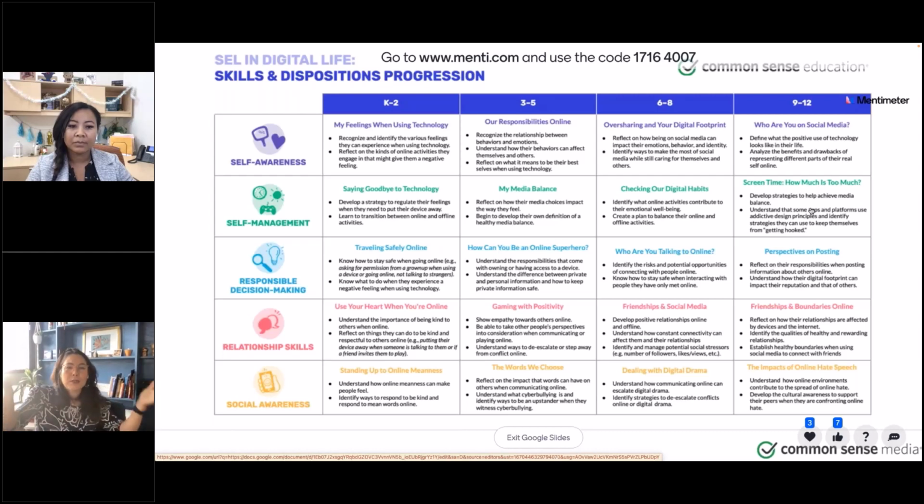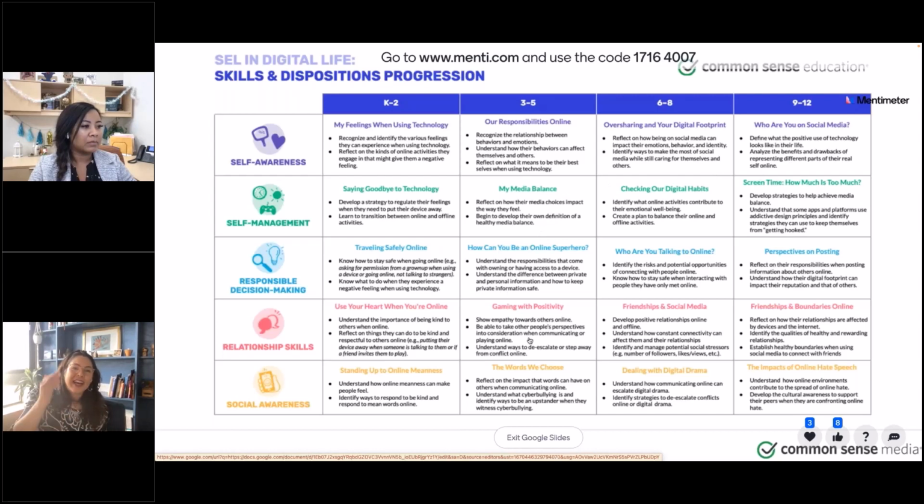We want our students to be able to maintain a healthy balance. When they are designing, they need to understand how to build in some breaks or some opportunities for students to be able to step away, right? That could be part of what they're creating. Or when it comes to our own relationship skills, right?